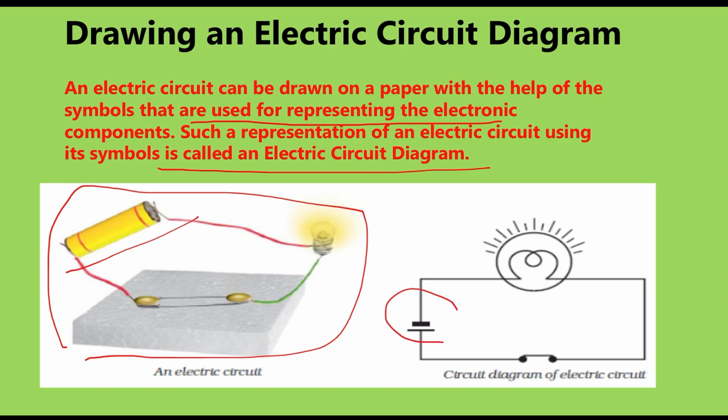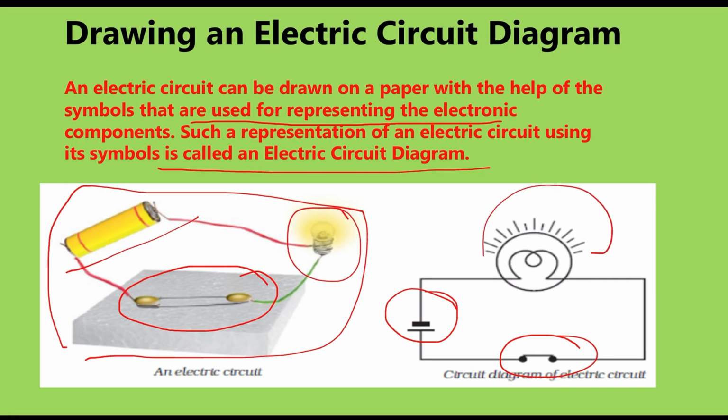Battery we are representing like this. This is a device, you can say, or you can use it here as a key. It can be represented like this. The bulb is represented like this, and these are the connecting wires which are used. You can also show the direction from positive terminal to negative terminal.